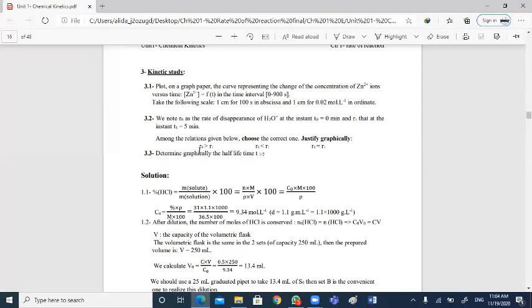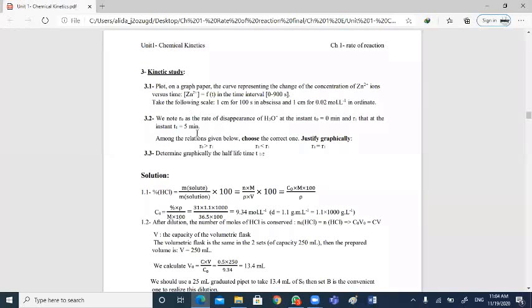R0 bigger than R1. Why? Because of the tangent slope. Because the rate decreases. The rate of A is 0.45 and the rate of B is 0.35, so the rate of A is bigger than the rate of B. Okay. Then rate at t equals 0 is bigger than rate at t equals 5 minutes because the rate of disappearance of a reactant decreases with time.